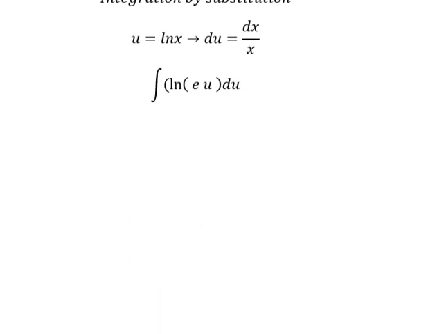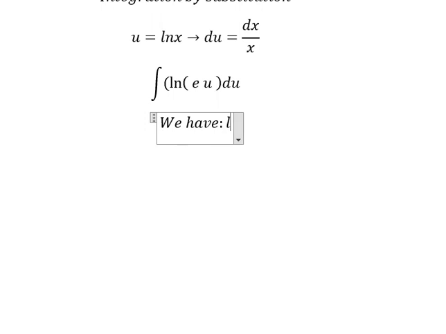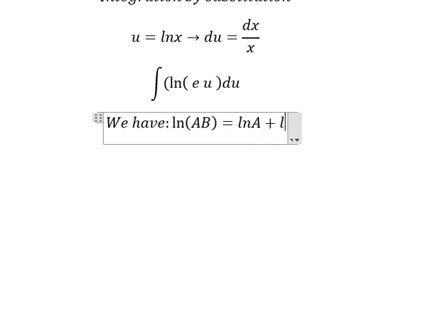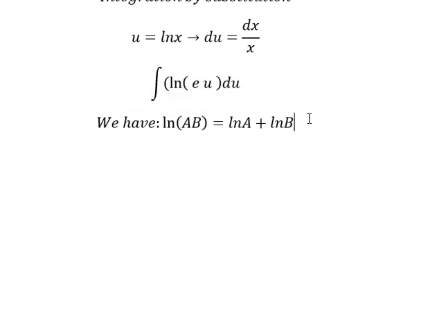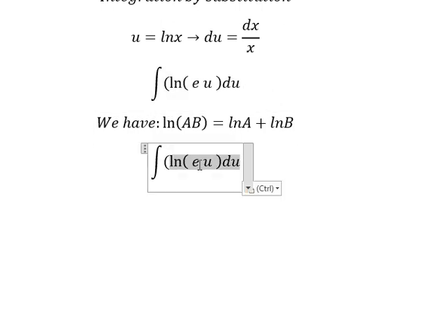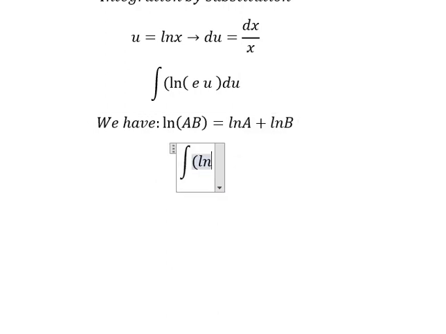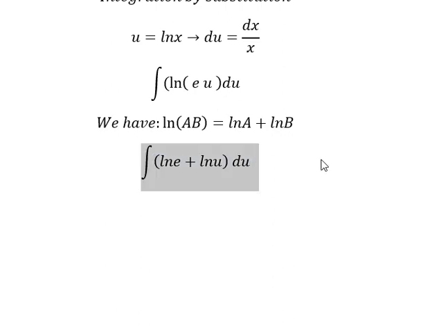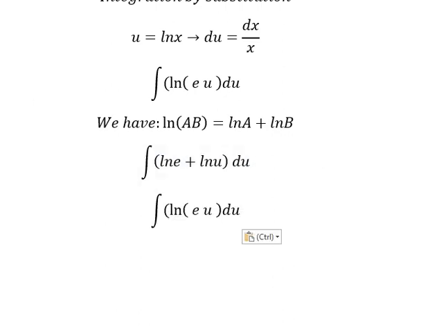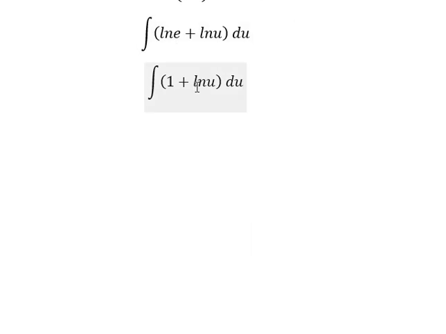Next we have the formula ln(ab) equals ln a plus ln b. Next we need to transform this one into this one, and we have like this. We know that ln e is number 1. Now we need to concentrate on this one.